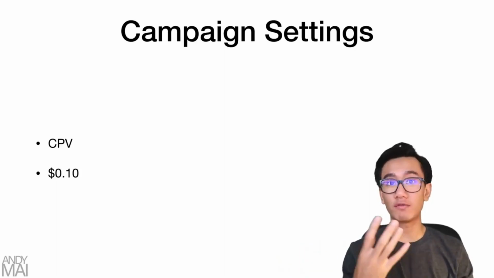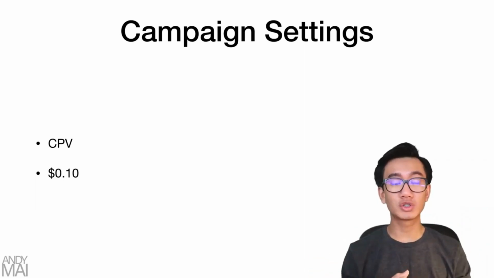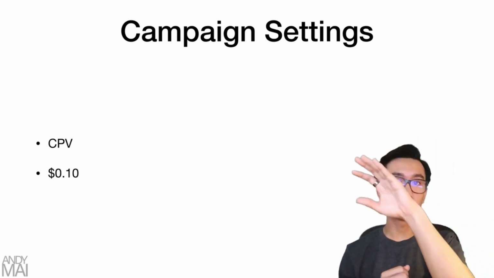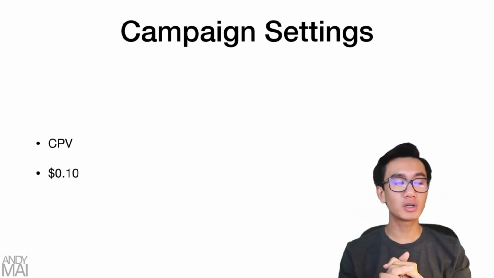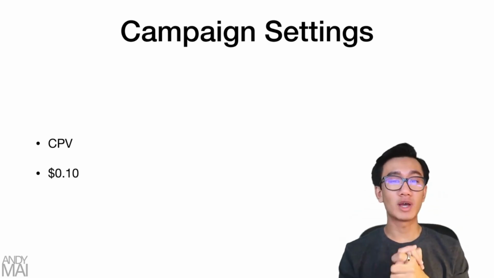You just want to do a video campaign, do the customizable option. Don't optimize for sales, lead, or whatever. Just go for the last custom option, and then optimize for cost per view, and you want to set your cost per view at 10 cents.